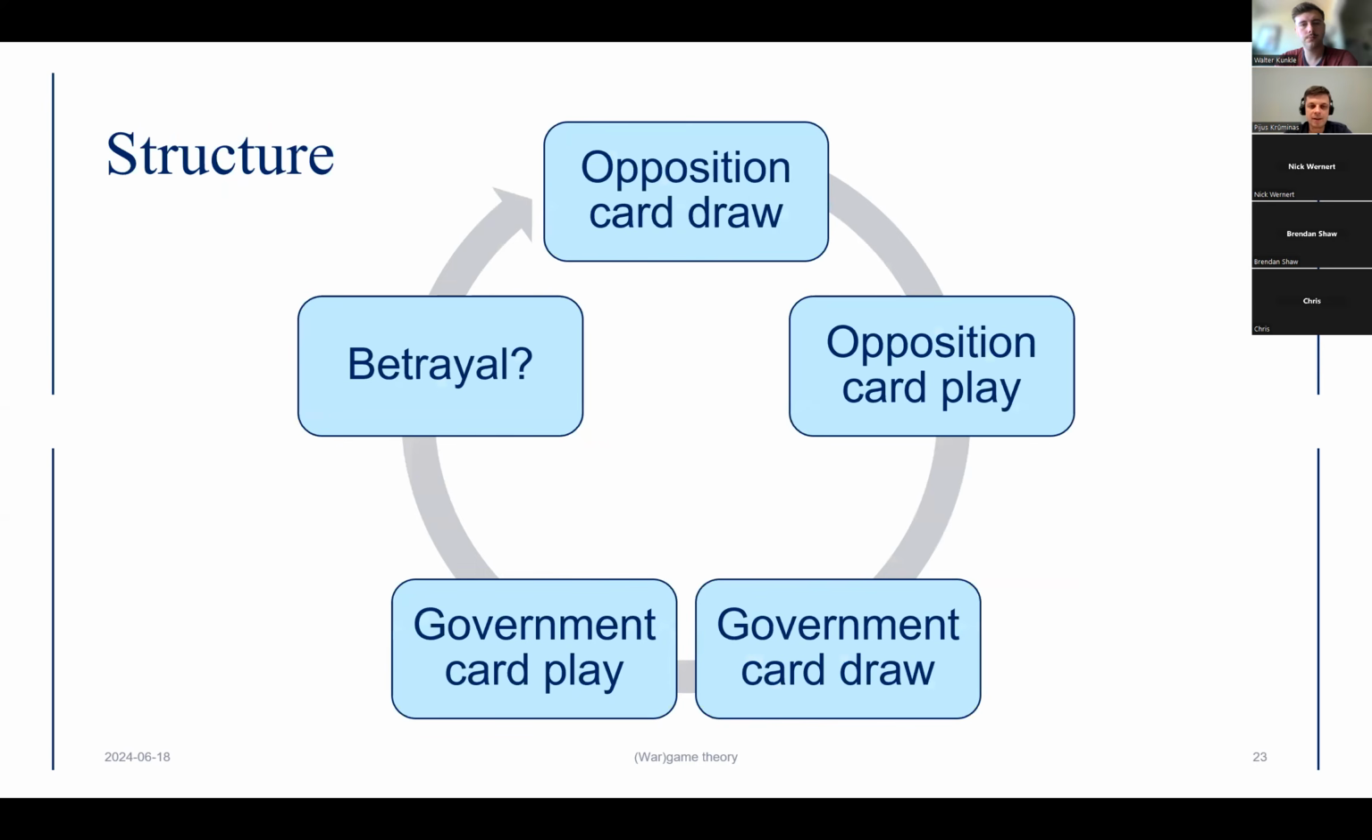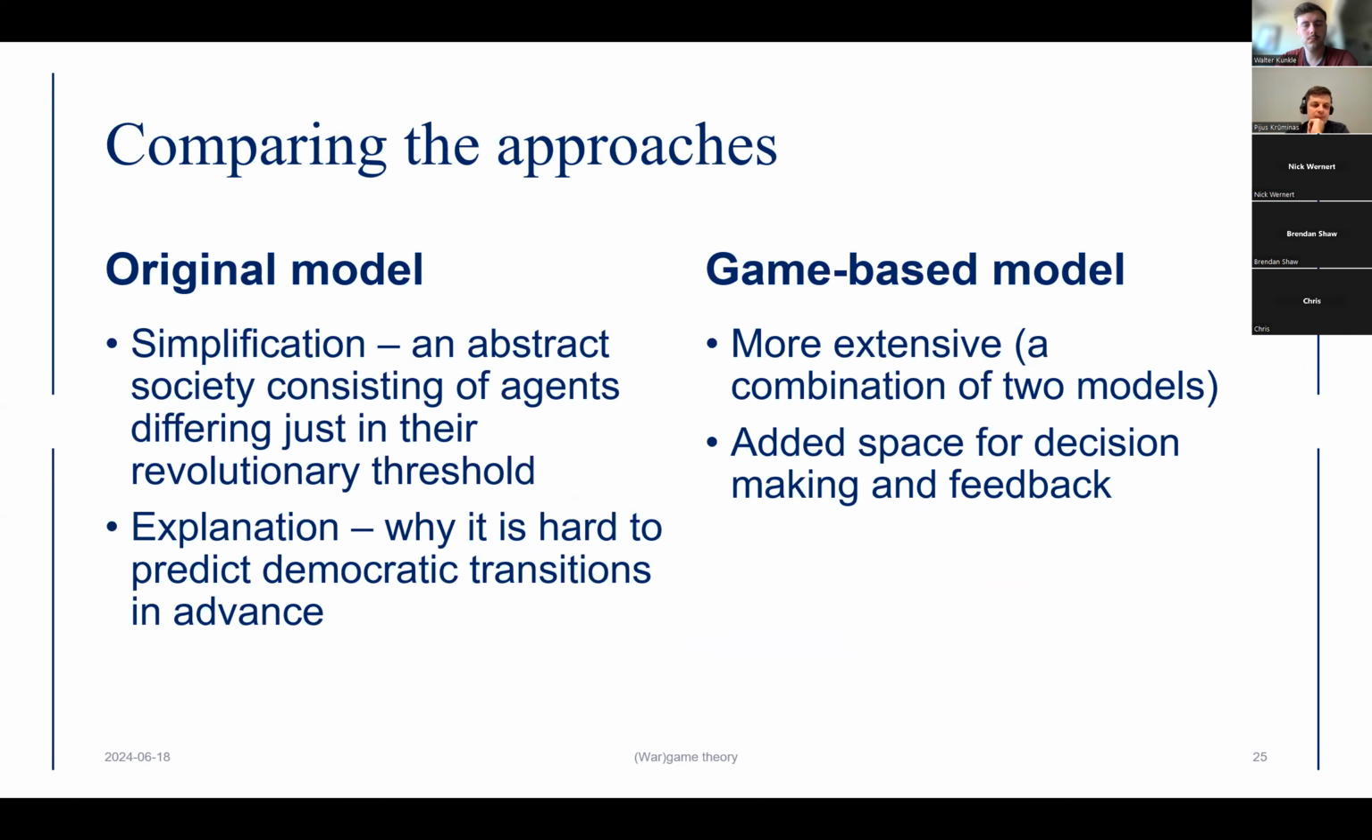But what it basically did is it took a simplified approach to society in a dictatorial regime, which is on the verge of a transition. And in addition to simplification and explanation that was already there in the model, the game allowed combining two different models and including space for decision-making and feedback.